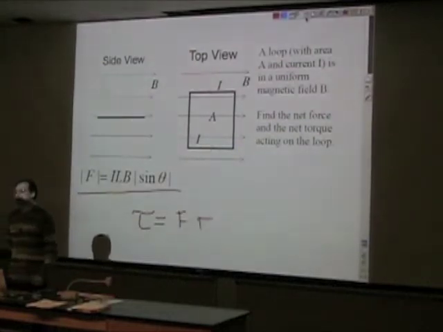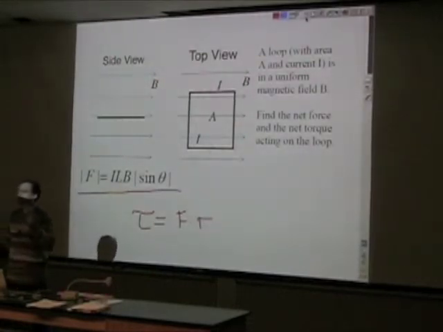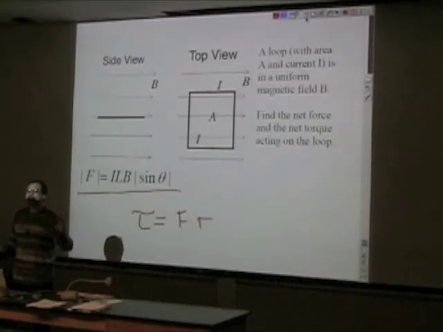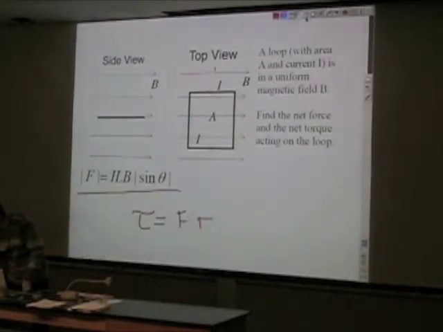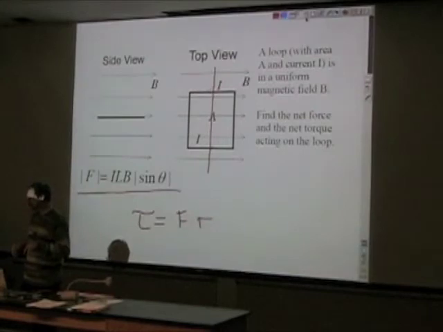Well, torque equals force times lever arm. Lever arm is the shortest distance from the axis of rotation to the point of application of a force. And in this situation, well, again, if you remember, we can choose the axis of rotation anywhere, but the physical action of rotation in my experiment is here, and the loop rotates about that axis.